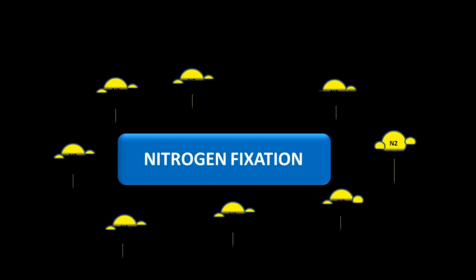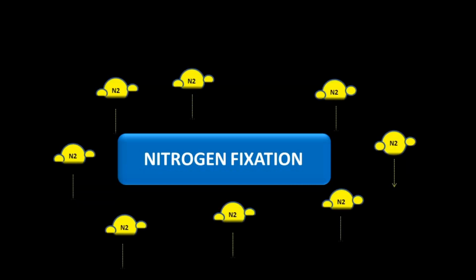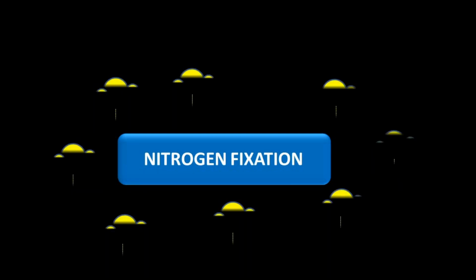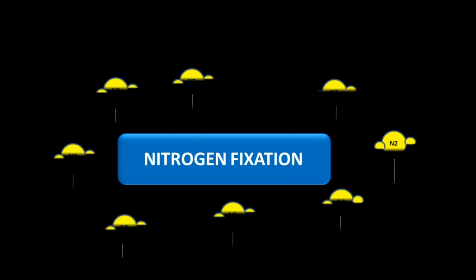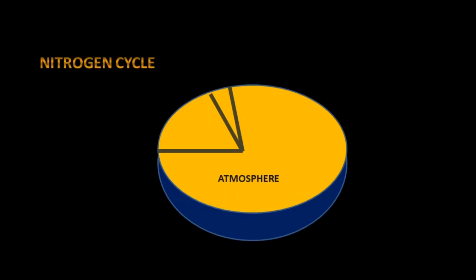We already learned in the previous class how nitrogen gets from the atmosphere into the soil in the form of nitrates. This process is carried out by different microorganisms. An example of this bacteria is rhizobium. Our atmosphere contains 78% nitrogen, 21% oxygen and 1% other gases like carbon dioxide, argon, etc.